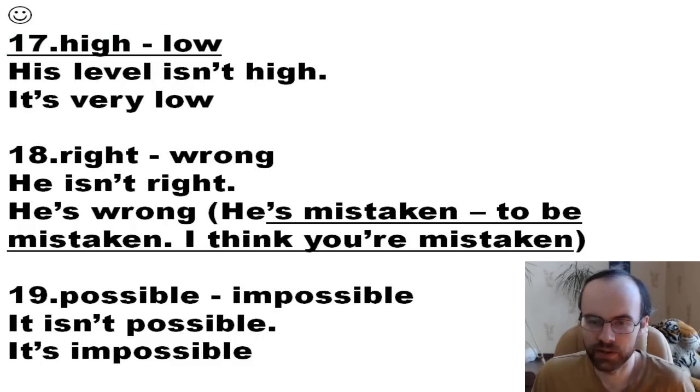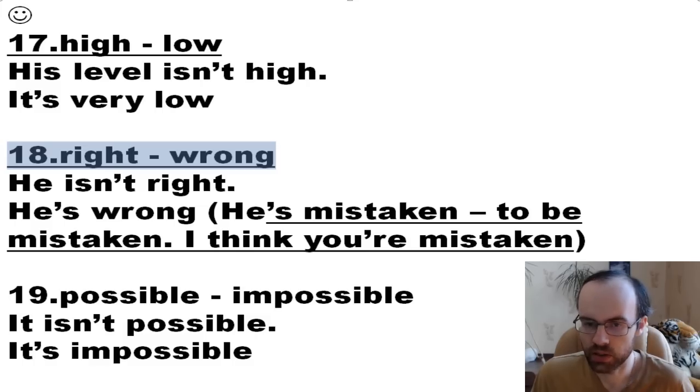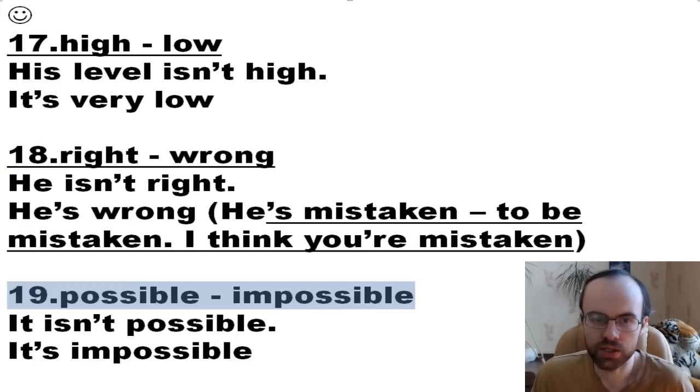His level isn't high. It's very low. Right and wrong. He isn't right. He is wrong. He is mistaken. To be mistaken. I think you are mistaken. Possible and impossible. It isn't possible. It's impossible.